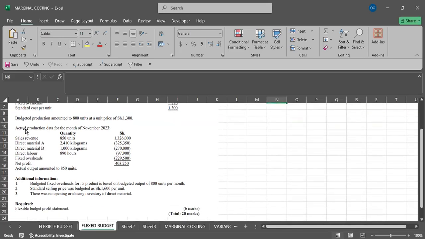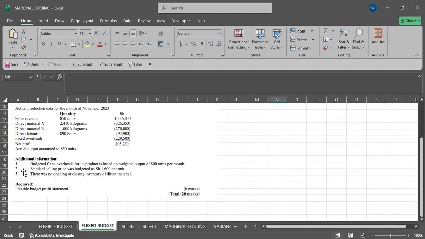Good. Then we are being told that actual production data for the month of November 2023 were as follows. We have sales revenue. So when 850 units were actually sold, this is the total revenue received, right? And actual cost incurred for direct material A, direct material B, direct labor, then the actual fixed overheads. Then we are being told that actual output amounted to 850 units.